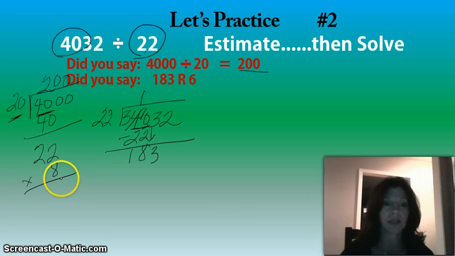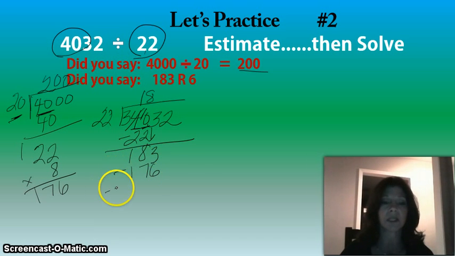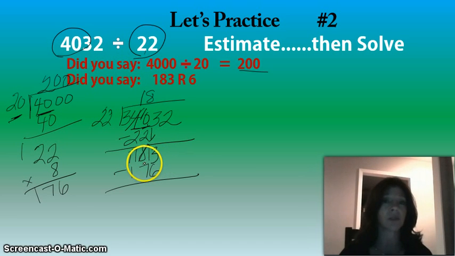2 times 8 is 16. Carry a 1. 8 times 2 is 16. Plus 1 is 17. I'm going to place my 1 above the line, above the 3, because that's what I brought down. I'm going to subtract 176. When I subtract, I need to borrow. My 8 becomes a 7, so that my 3 becomes 13, because I actually borrowed from the tens column. So 13 minus 6 is 7.